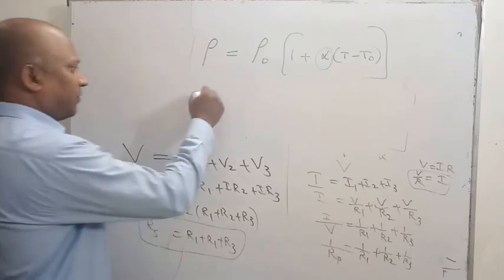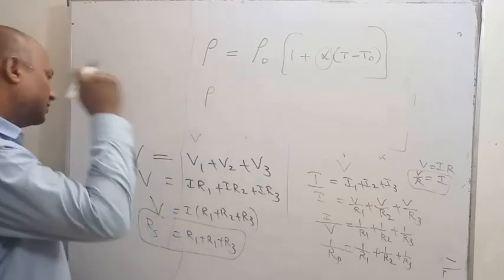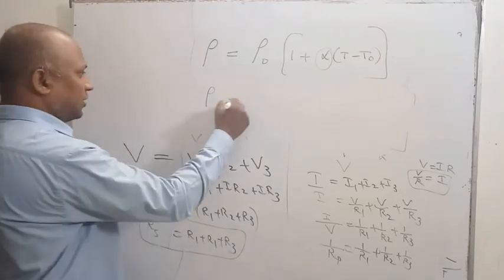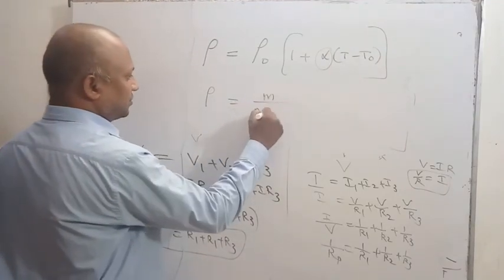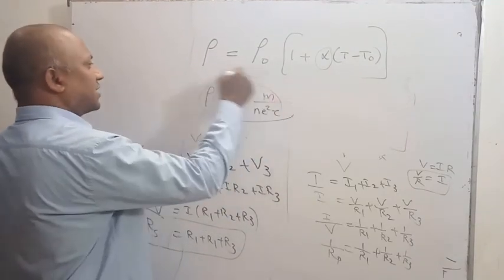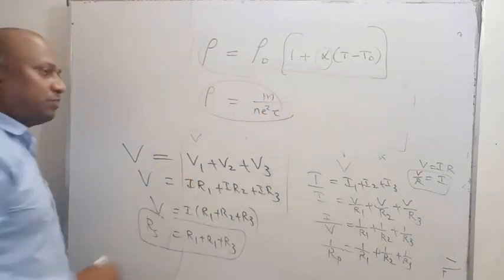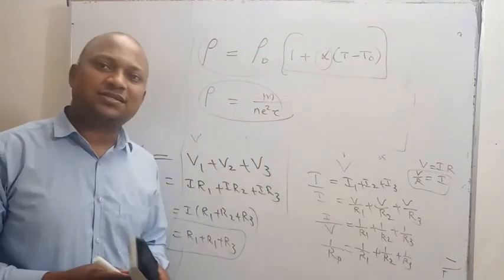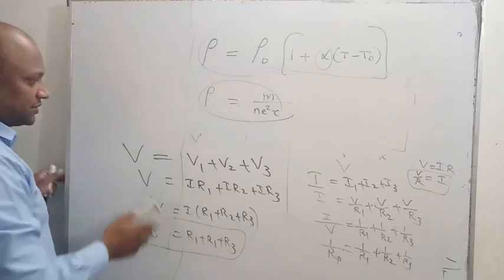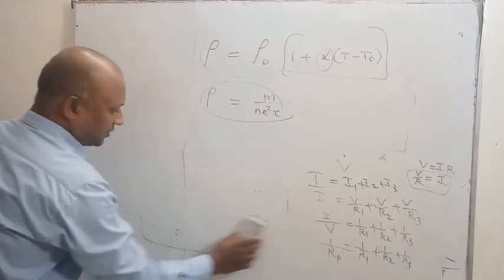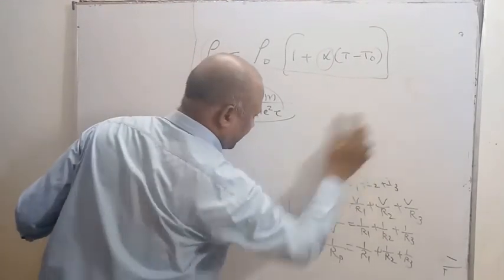And another formula we have already learned, rho is equal to m upon n e square tau. So these two equations are important for numericals and concepts.